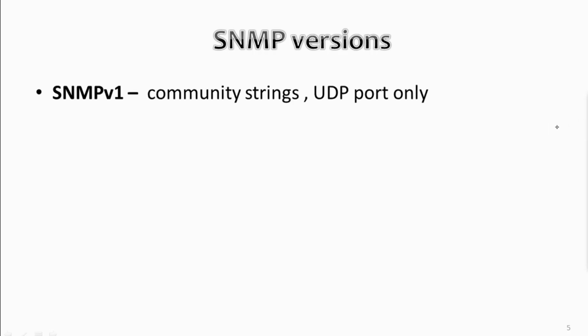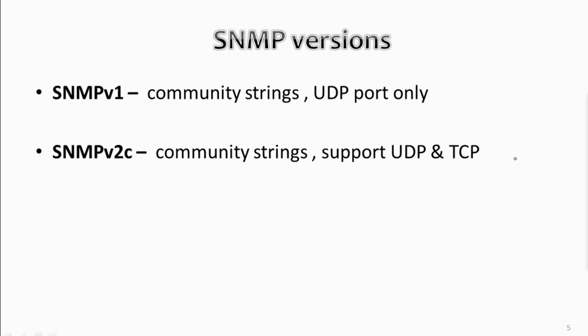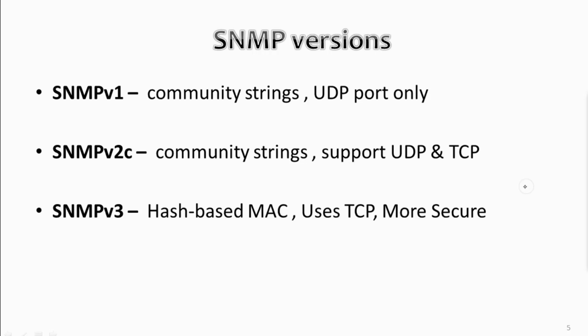Moving on, there are three SNMP versions. SNMP version 1 uses a community string for authentication and uses UDP only, whereas SNMP version 2c uses a community string for authentication and uses UDP but can be configured to use TCP also. Then we have SNMP version 3.